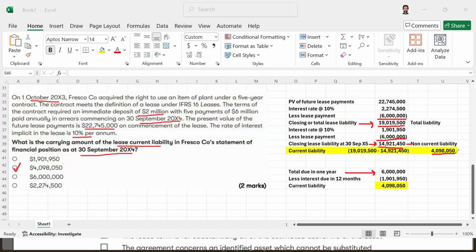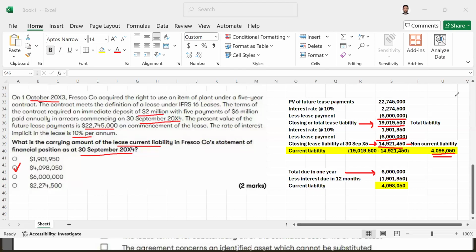So this is the easier way to understand. I did both the calculations for you. But they are asking for the year of 2024. Exactly. What are they asking? They're asking for the carrying amount of the current liability. They're not asking about the interest. Yes, the current liability part. That is the total liability, and the non-current is this. The difference between the two is the current liability. Okay, thank you. You're welcome.